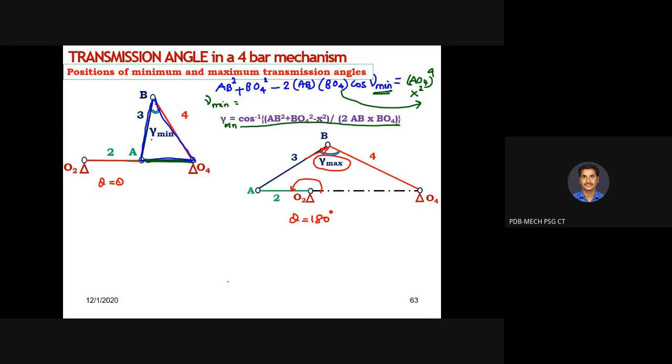What is x for the minimum transmission angle? x is the opposite side, this AO4, correct or not? For the maximum transmission angle, what could be the change in x? Sir, AO4 only, but it is a larger dimension. So earlier if it was 5 cm, now it is 10 cm or 15 cm: frame plus crank, sir. Yes, exactly correct. Frame plus crank. Substitute that dimension for x. All other terms can remain the same.